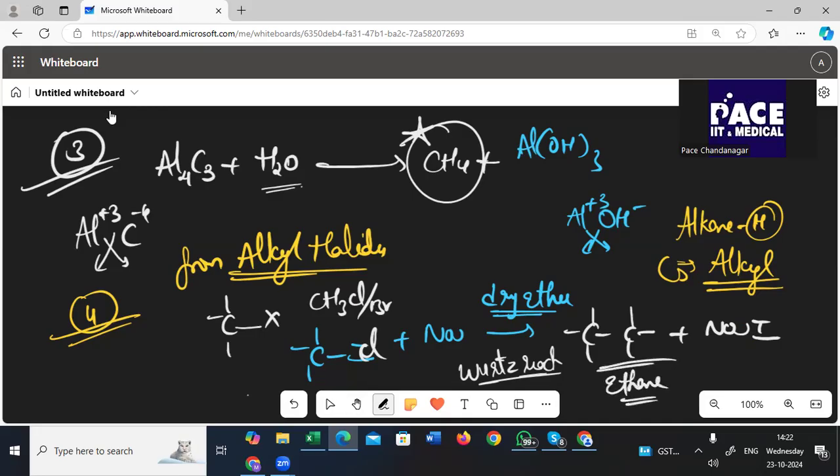Check out one thing here. You have a single carbon with chlorine, so this is chloromethane. One carbon, it is methane. But what is produced here? Ethane is getting produced. So take two of them: 2 NaCl, or 2 NaI, whatever it is, and two carbons with CH3 groups altogether. So that is your Wurtz reaction, a very famous name reaction.